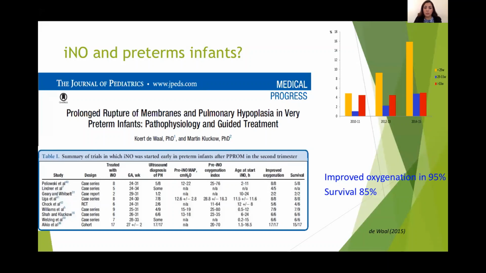And a very good study showed that, especially if the baby is preterm with a history of oligohydramnios and hypoplastic lung, we are really able to have a very good result after starting nitric oxide for preterm babies. It will improve oxygenation in 95% of cases and improve the survival rate for these preterm babies.